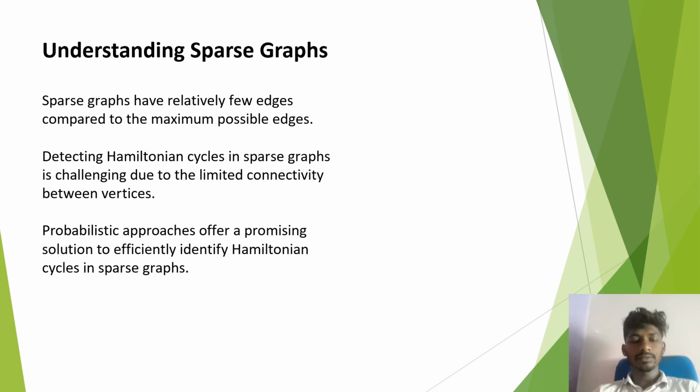Understanding sparse graphs. Sparse graphs have relatively few edges compared to the maximum possible edges. Detecting Hamiltonian cycles in sparse graphs is challenging due to the limited connectivity between vertices. Probabilistic approaches offer a promising solution to efficiently identify Hamiltonian cycles in sparse graphs.